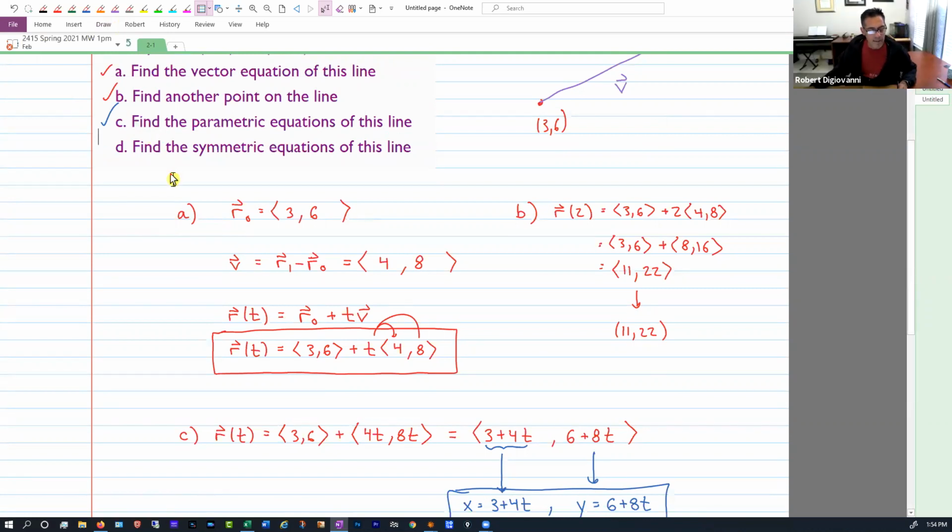Okay. The last thing is the symmetric equations. And these confuse students. And I didn't show you the formula for it. I'm just going to do it, and then you'll see it and hopefully it'll make sense.